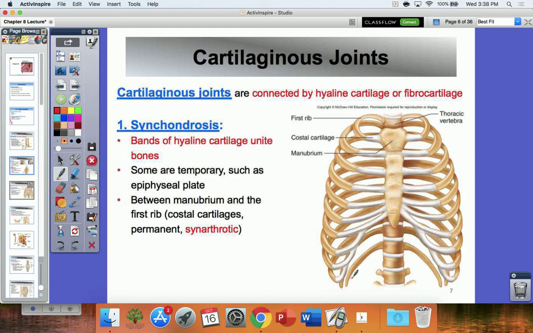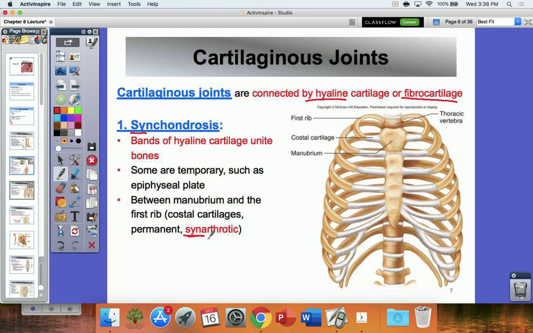And then we have our cartilaginous joints. Remember, this is the second type of structural classification for joints. So they are going to be made up of cartilage. Now, they could be made up of two types of cartilage. We have hyaline cartilage and we have fibrocartilage. We'll talk about examples of ones that are made up of hyaline cartilage and those that are made up of fibrocartilage.